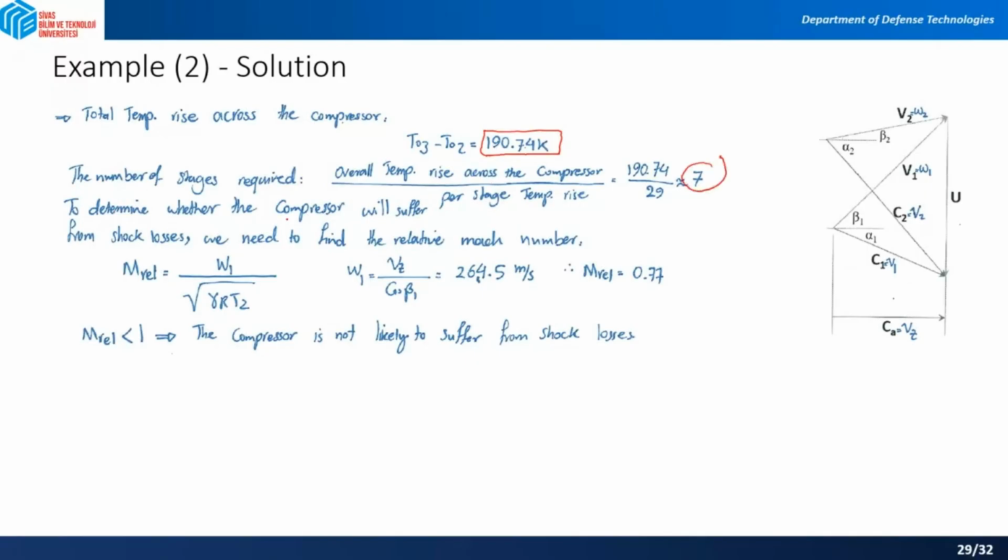And to determine whether the compressor will suffer from shock losses, you have to find the relative Mach number. If you remember, we said that the relative Mach number is your relative velocity divided by the square root of gamma RT, and your relative Mach number is found to be 0.77. It is smaller than 1, so it means that the compressor is not likely to suffer from shock losses.